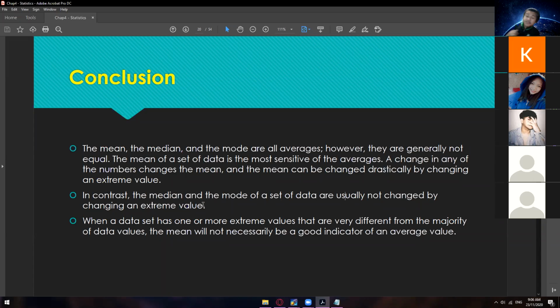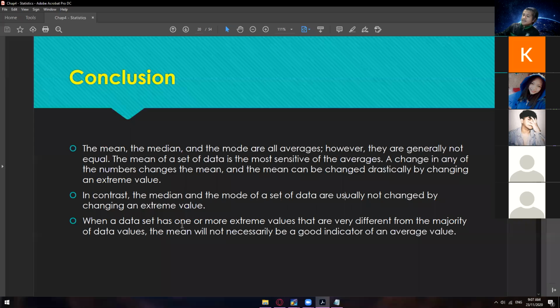The mode is also not sensitive as long as it doesn't affect the counts of the data that occurs more than the others. So it's okay to change some, but if it already affects the number that occurs more than the others, then it might also affect your result. So in that case, it's also 50-50. And like in the mean, changing any of those data will affect your answer.